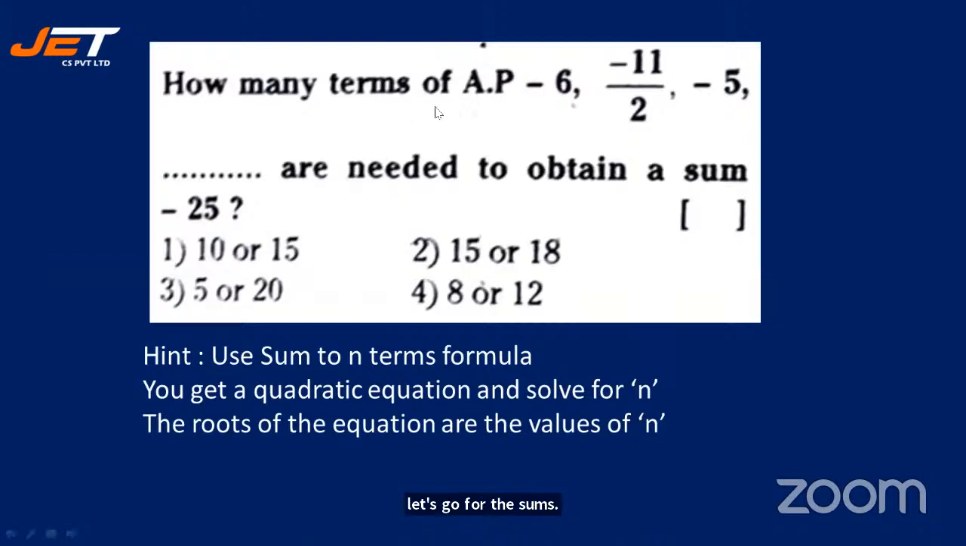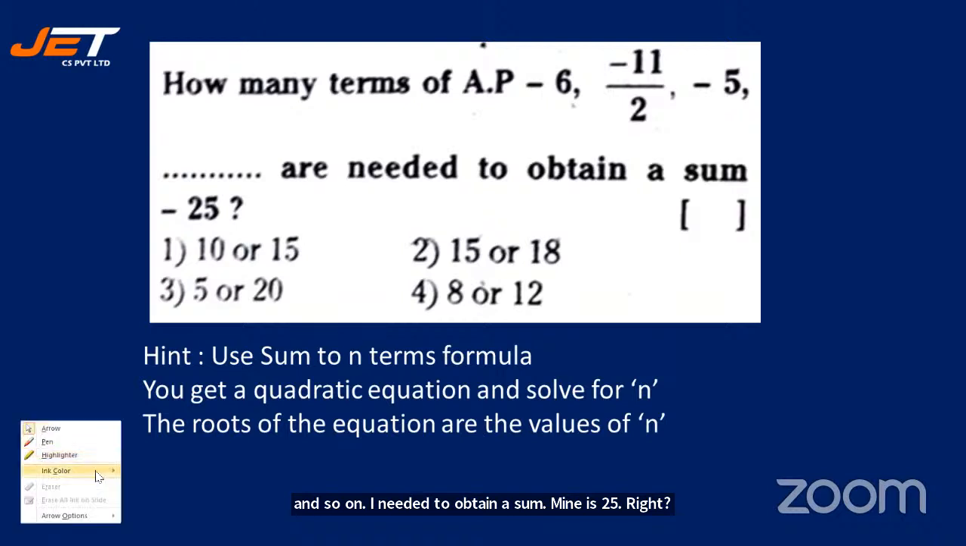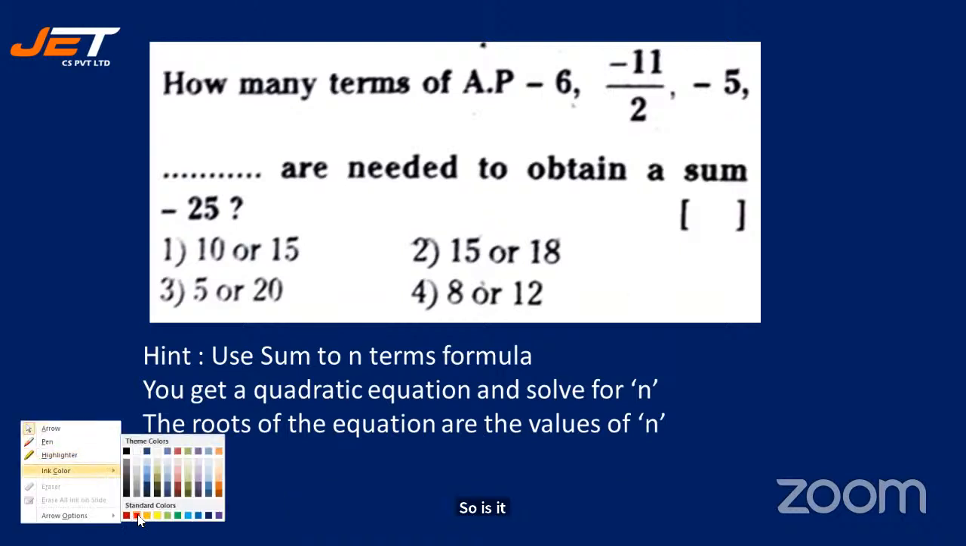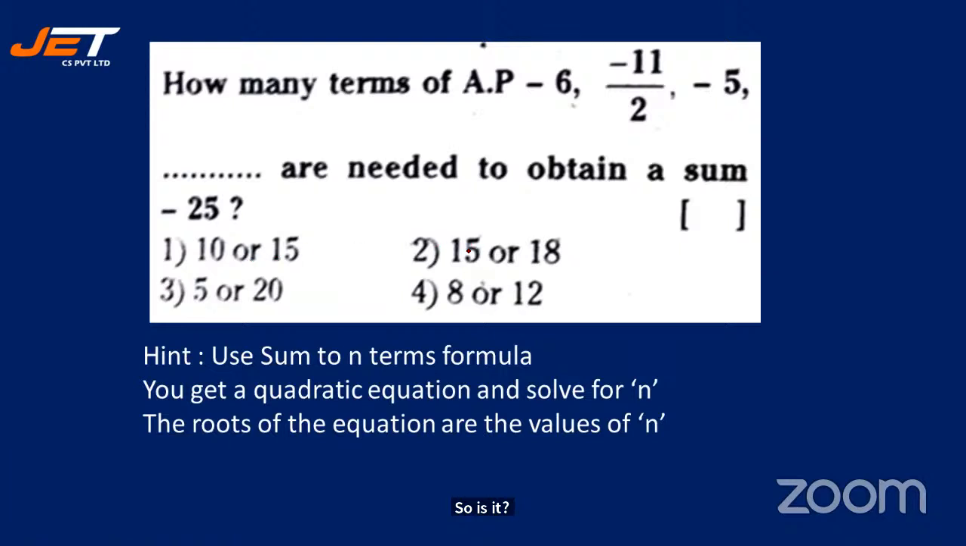Yes. Right, here comes the most awaited sums. All right, yes. So how many terms of the AP -6, -11/2, -5, and so on are needed to obtain a sum of -25? Right? Is it the first one, 10 or 15, or the second one, 15 or 18, or is it 5 or 20, or is it 8 or 12?